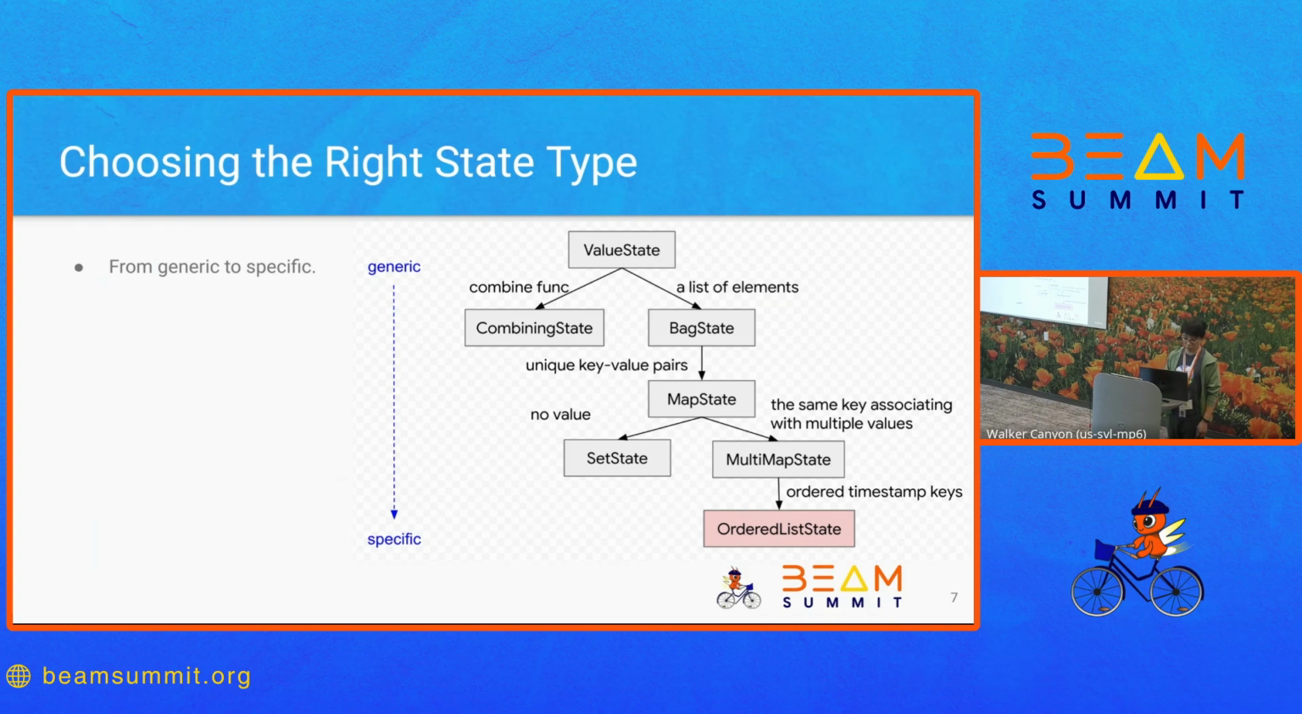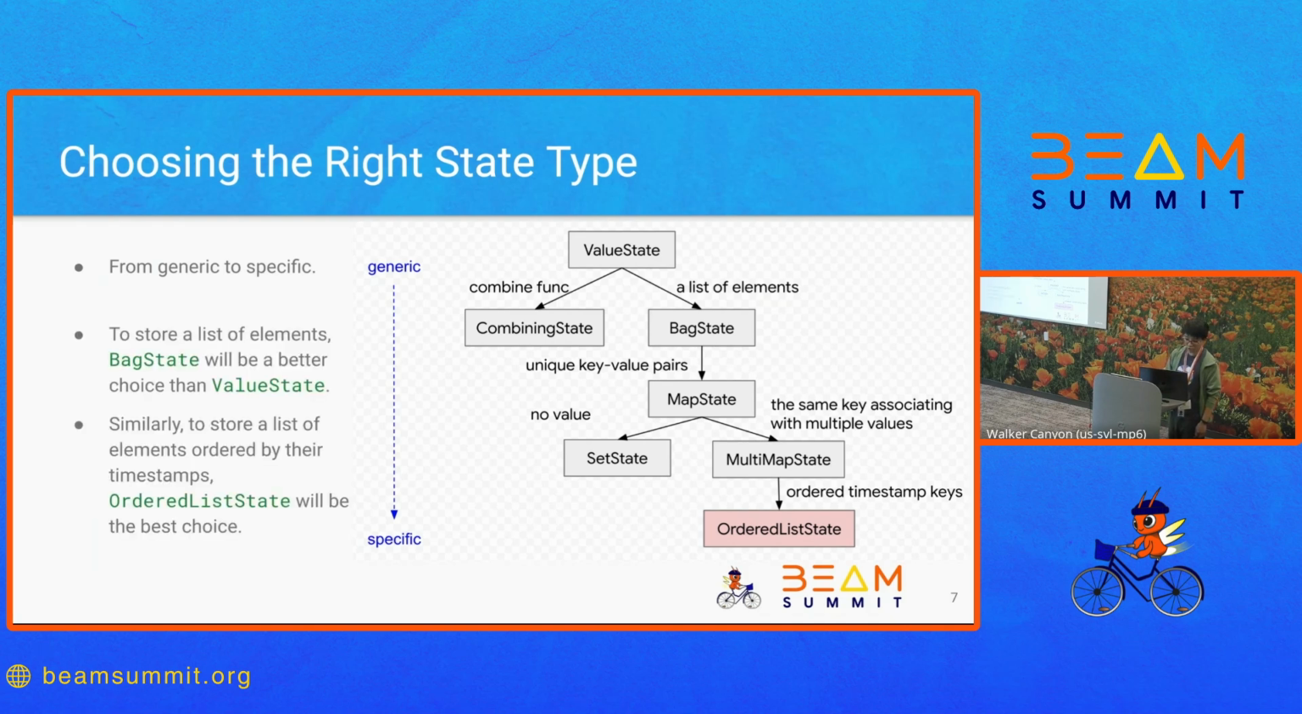For example, if a user wants to store a list of elements, they can put in the entire list as the value state and use a list coder, right? And the implication, as we mentioned here, is we have to serialize and deserialize the whole list of elements for each of the bundle. But if we use bag state instead, Beam optimizes the write-back part in an incremental update fashion. That means that only the newly appended elements are sent to the runner instead of the whole thing. This reduces some of the cost we might have had if we had used the value state to store the list of elements.